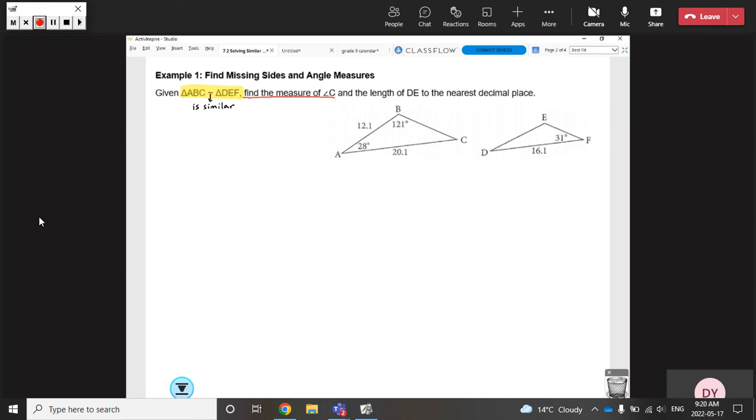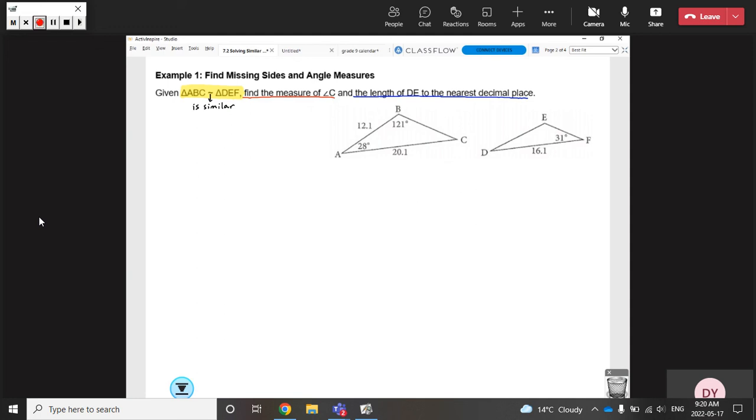And then what they want us to do is find the length of DE to the nearest decimal place. And usually we do just work with one decimal place. I know when we're dealing with the quadratic formula in the other unit, 3 or 4 would be nice, but one decimal place for this stuff is great.